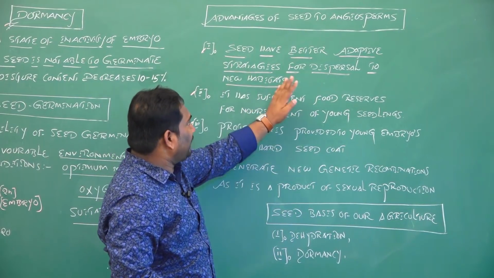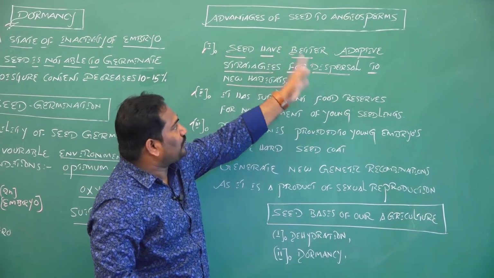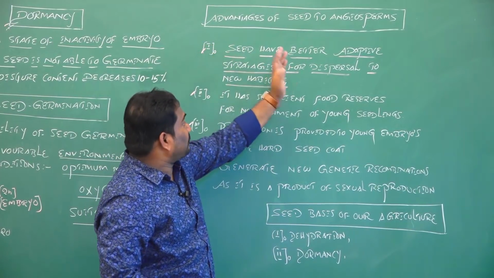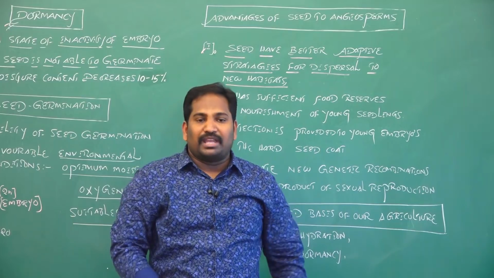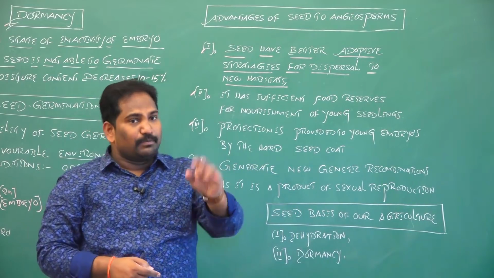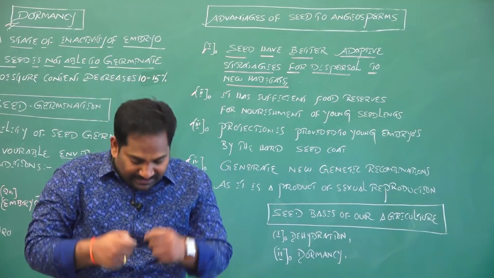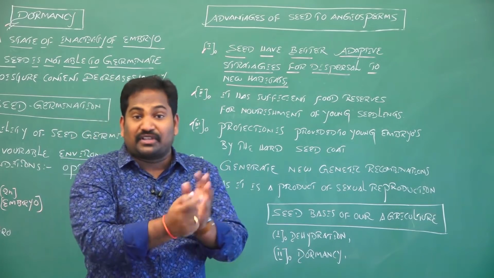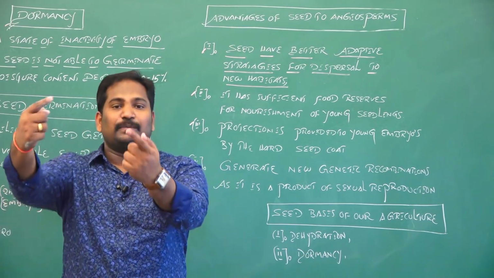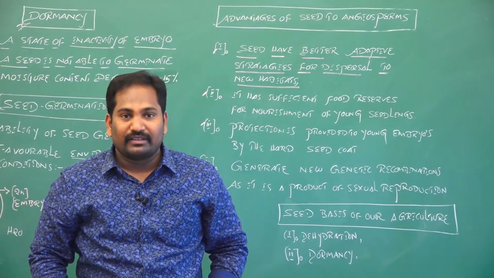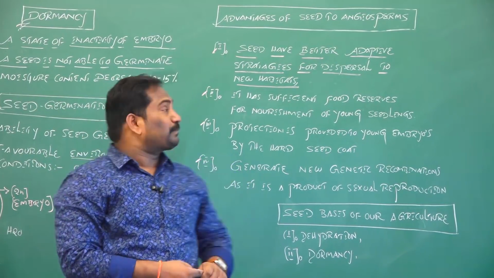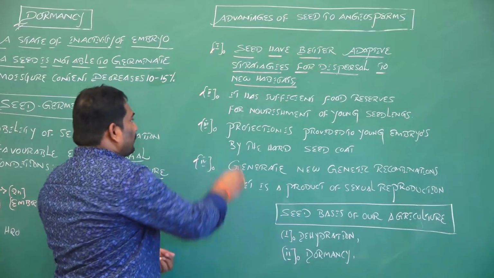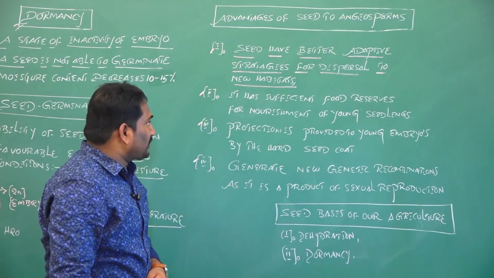Once again, I repeat the first advantage of seeds to angiosperms: seeds have better adaptive strategies for dispersal to new habitats. Maybe the seeds are eaten by birds or animals. If these animals move from one place to another and the seeds come out of the body through excretion, a new habitat will be started in a new area by the seed. It is the first advantage of seeds to angiosperms. The second advantage of seeds in angiosperms.